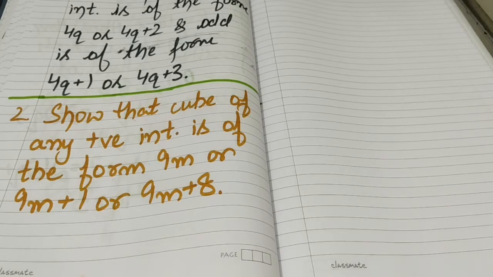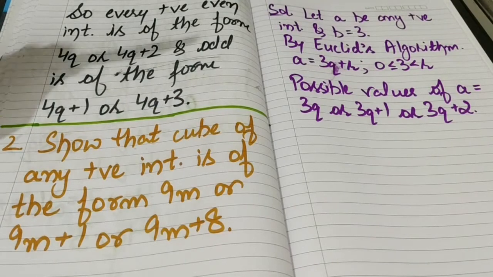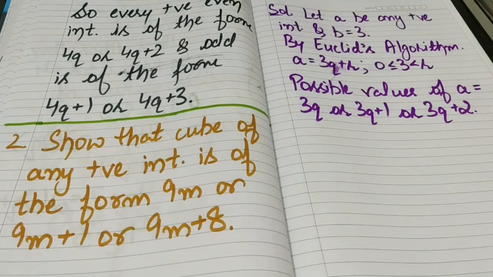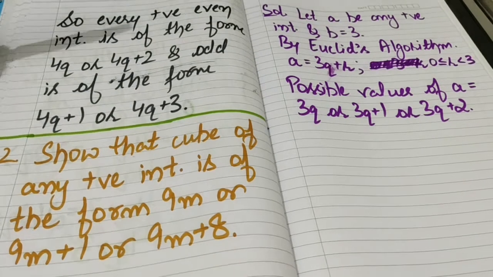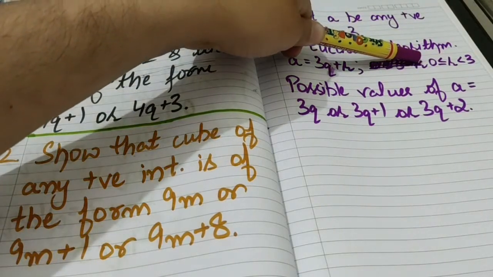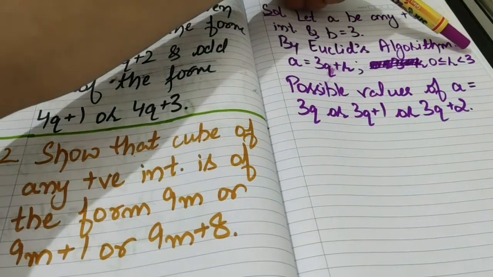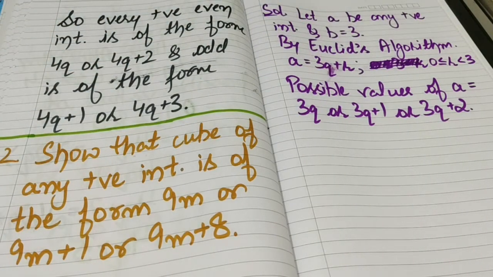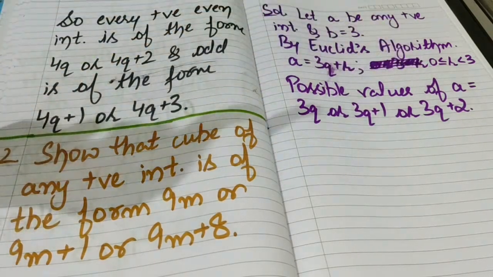So we will start with: let a be any positive integer and b equal to 3. So by using Euclid's algorithm, we get a equals 3q plus r, where the value of the remainder may be 0 or greater than 0, but it will always be less than 3, which is the divisor. So possible values of a are 3q, 3q plus 1, or 3q plus 2.